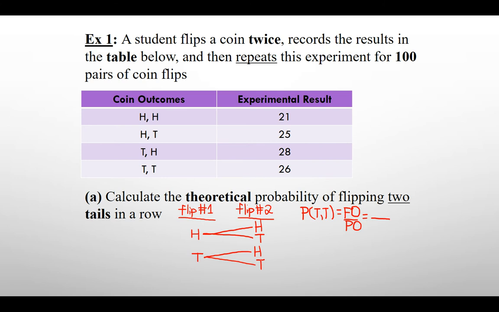Okay, how many possible outcomes are in the tree diagrams? We'll count the number of branches. There's 4 of them. How many ways can you get tails followed by tails? 1, okay? There's only 1 favorable outcome. So the probability of getting tails followed by tails, theoretically, is your favorable outcomes over possible outcomes, which is 1 over 4. And if we convert that into a decimal, it'd be 0.25. And that would be equal to 25%.